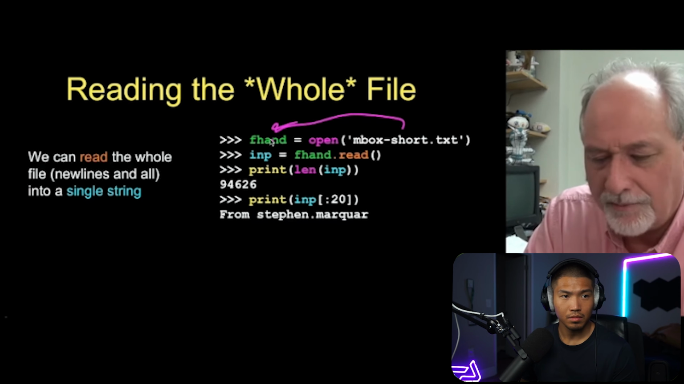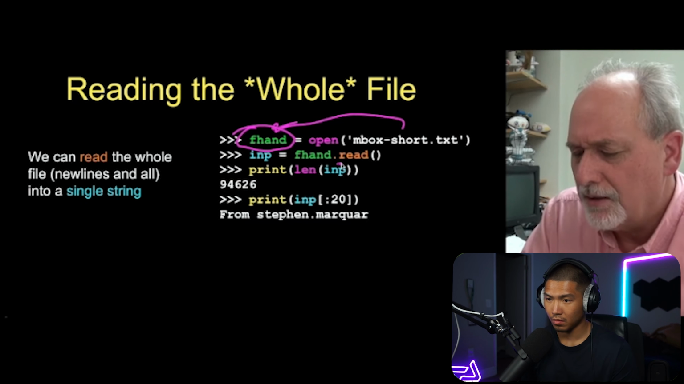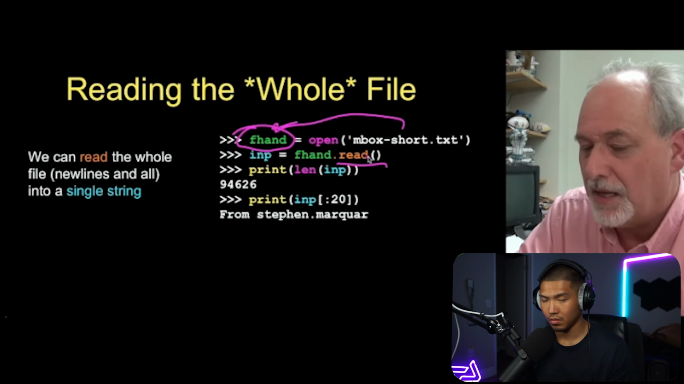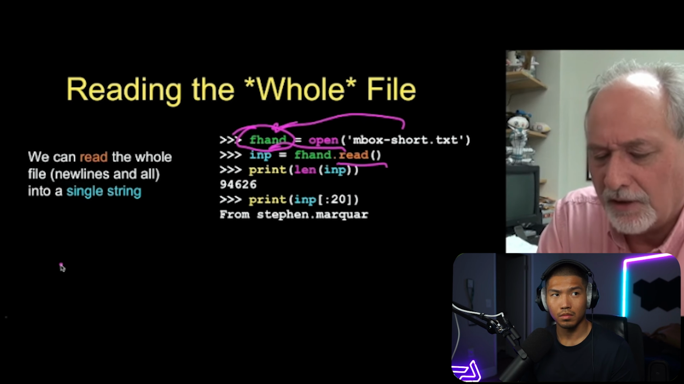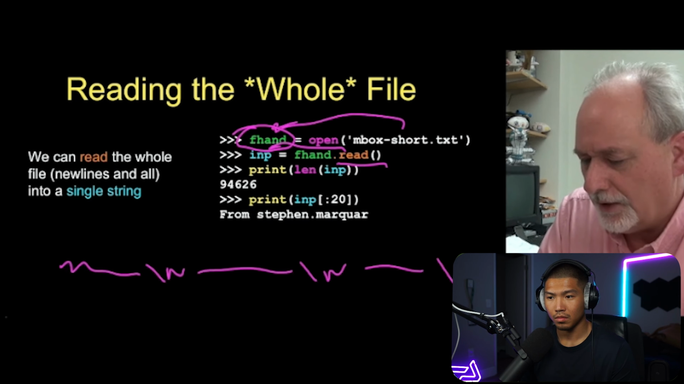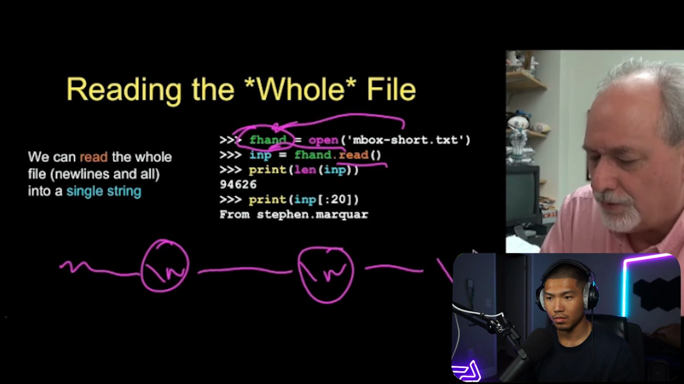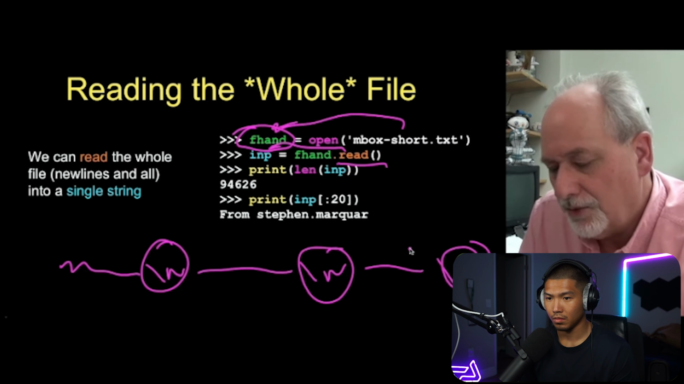So we open it and we get back a file handle object, and we call the read method. That says go through and read all the text and give it back in one big blob, one big string, and I'll put it in inp. So that's where you have a line, a new line, a line, a new line. It's not really lines, it's just a sequence of characters with new lines in there to punctuate them. Later we'll see how to split that into separate lines if you want.